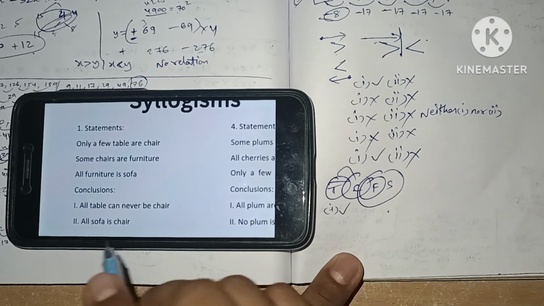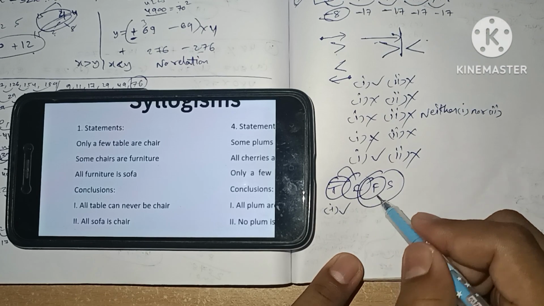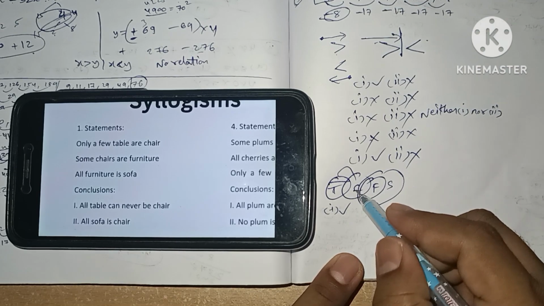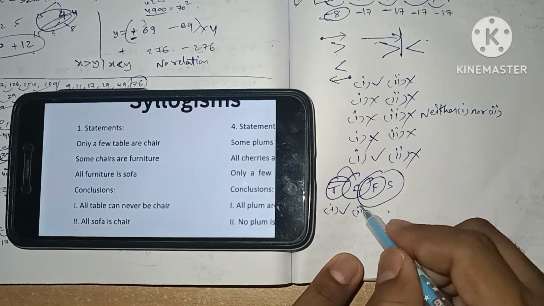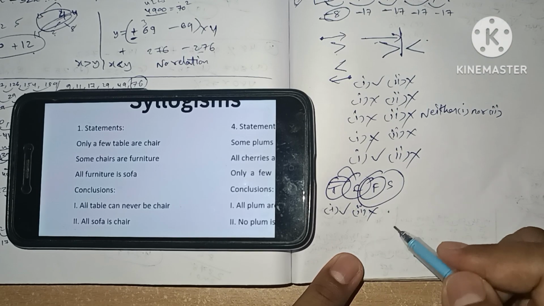Let's see second conclusion. All sofa is chair. So all sofa is inside the chair. No, it is not like that in our basic Venn diagram. So second conclusion will be false.